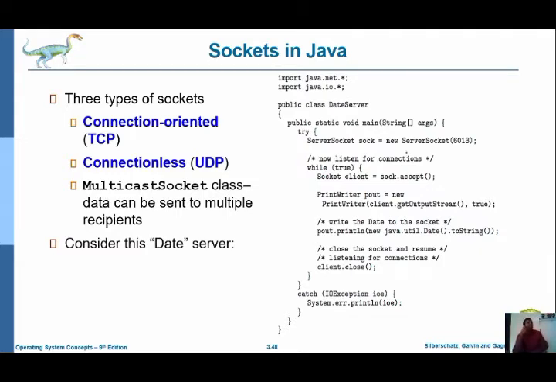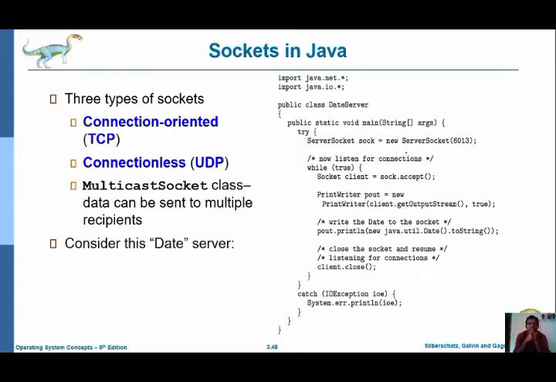Before going to observe sample code for sockets, first we observe the different types of sockets. Actually, we are using three types of sockets. One is the connection oriented socket, another one is the connectionless socket, and another one is the multicast socket. Whenever we want to provide communication between client and server in a connection oriented manner, we use a specific protocol. That protocol is TCP, Transmission Control Protocol. So this is the connection oriented service protocol.